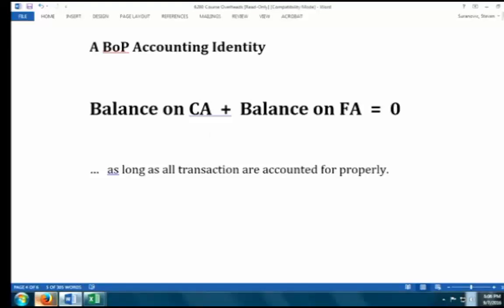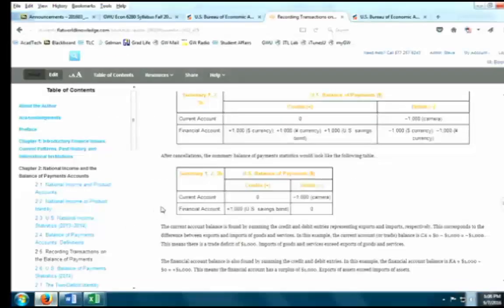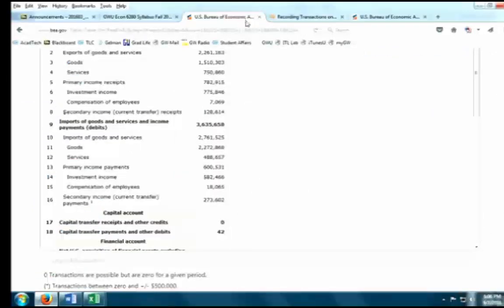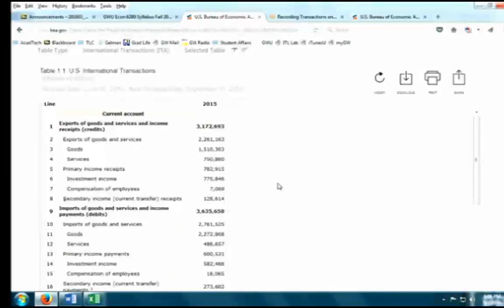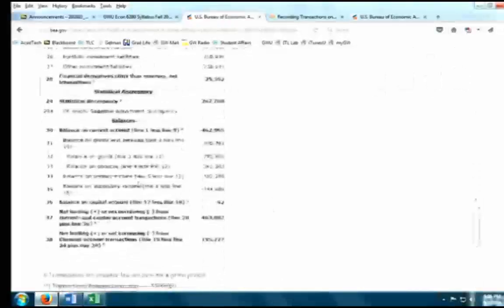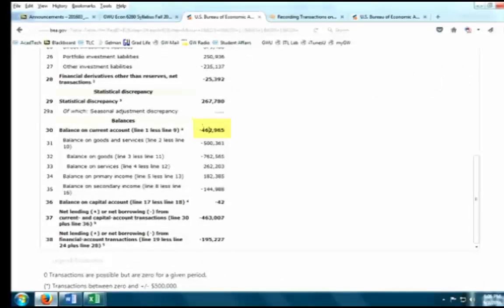Now, let me go back to the data that I wanted to talk about, and I realized I was stuck because I didn't present that particular point. Let's go back to the actual balance of payments data for just a minute. If we look at the balances here, we see that the balance on current account is minus $462 billion. And we come down here and look at this last balance, net lending and borrowing, which is minus $195 billion. That is actually the recorded balance on the financial account in 2015, minus 195.